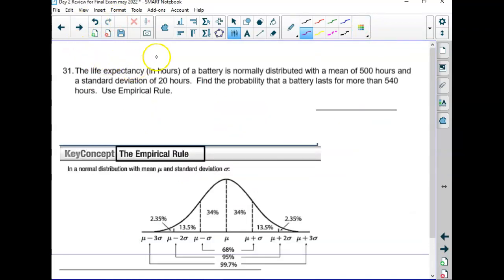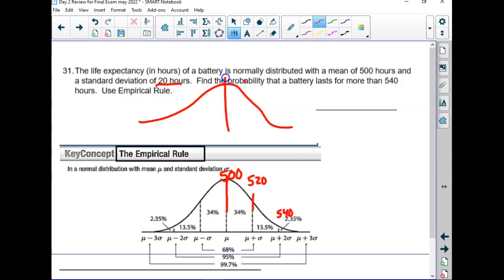All right. Life expectancy of a battery. This is an empirical rule formula, which is on your reference sheet on the back of the unit circle. It says the mean is 500 hours. That means this value right down the middle is 500. And the standard deviation is 20. So this next line would be 520, 540. You would really need to draw it, not write on the reference sheet, but I'm trying to save time.